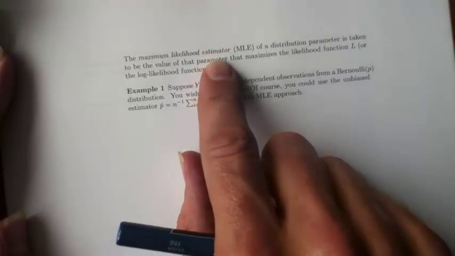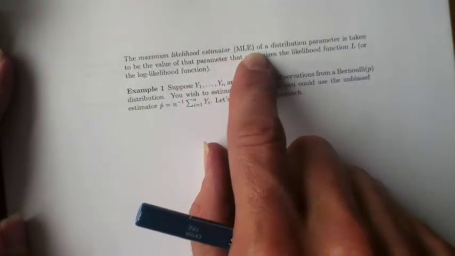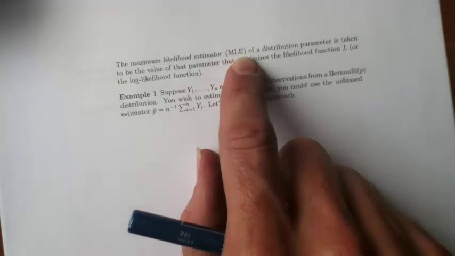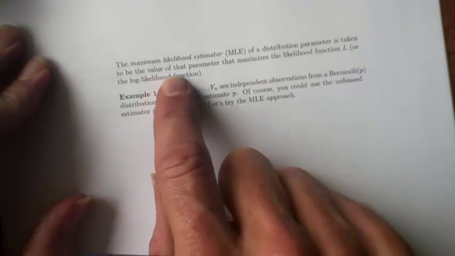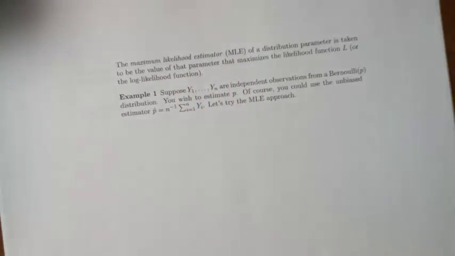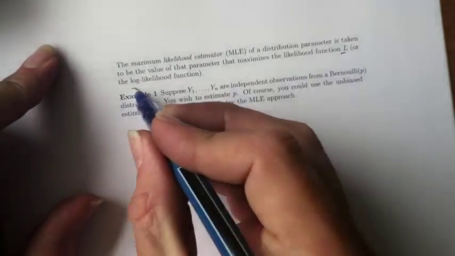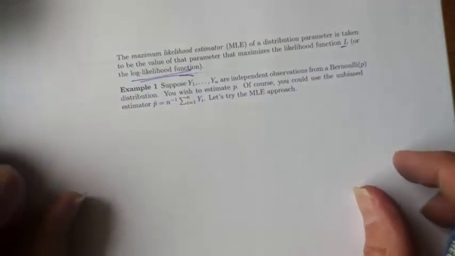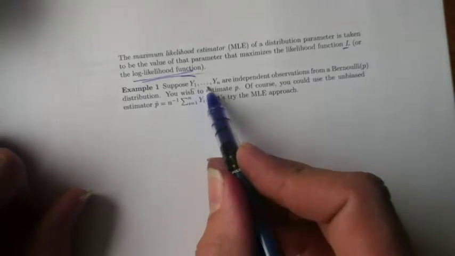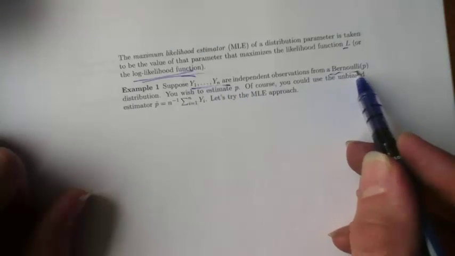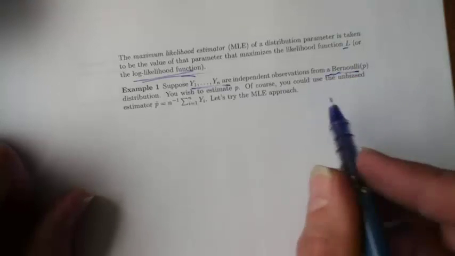So the maximum likelihood estimator, which we'll abbreviate with MLE, of a distribution parameter, is just taken to be the value of that parameter that maximizes the likelihood function L, or the log likelihood function. So here's an example. Suppose that these values are indeed from a Bernoulli P distribution. You want to estimate P.